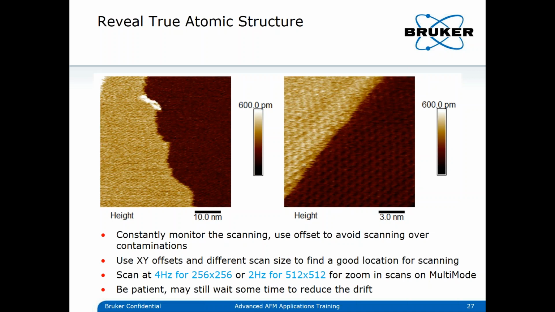The recommended scan speed is 4 Hertz if you're scanning at 256 times 256 data points, or 2 Hertz if you're at 512 times 512. You can see here that you need a bit less speed for that, as in contact or in STM mode. Again, you might still have some drift, therefore here you might have to wait a bit longer that the drift settles out and that you don't have a problem with the drift any longer. So again, be patient.